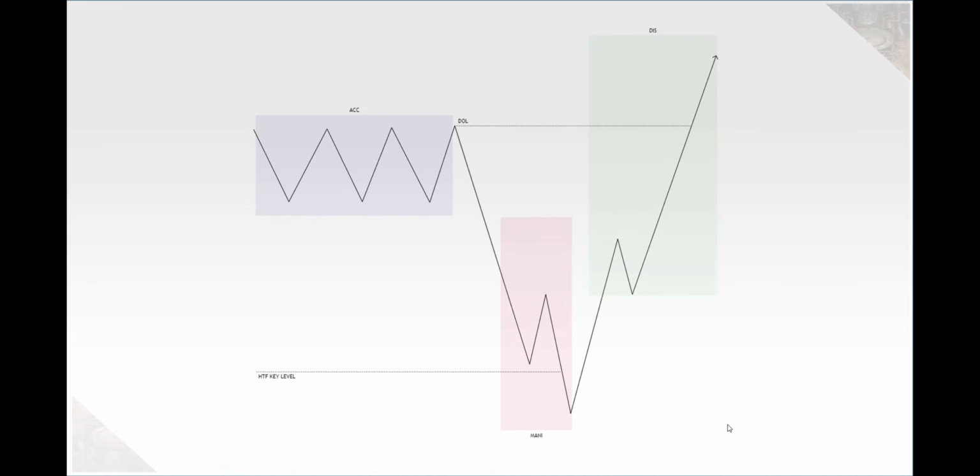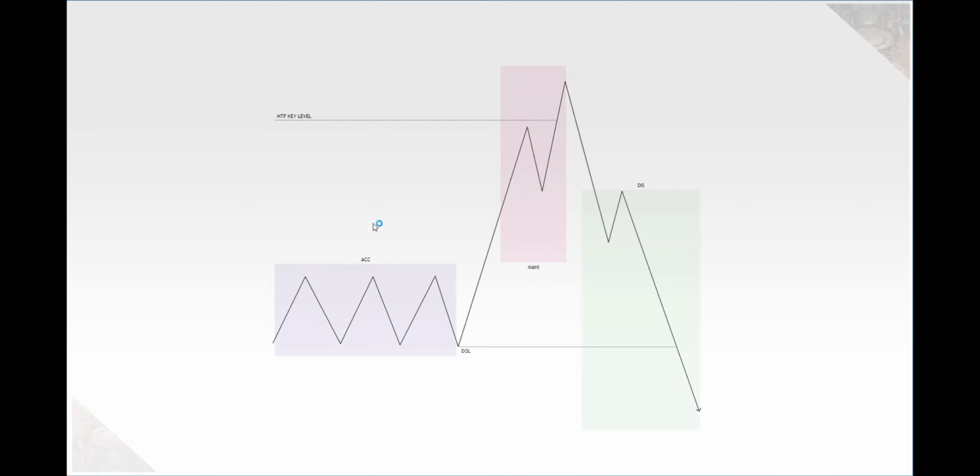We have this example, which is a bullish AMD example. We have accumulation and then manipulation. We have a shift in the market, and then we would be looking for the distribution. This distribution phase is the key phase where we look for entries. If you look at this example, we have the high time frame key level, the draw on liquidity, and we have accumulation and manipulation hitting the high time frame key level, and then we'll be looking for this distribution.